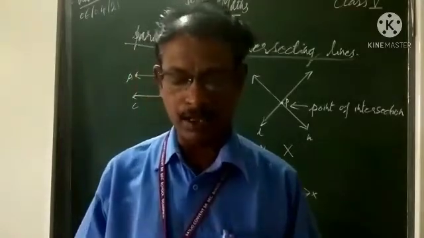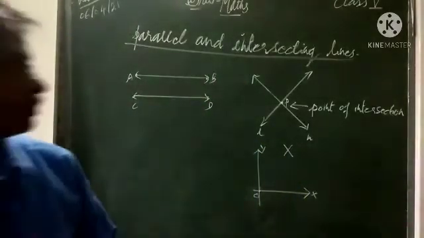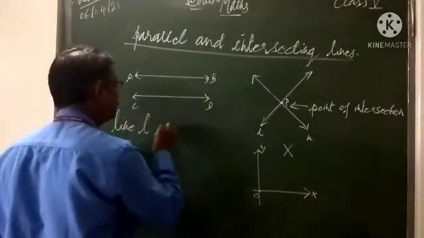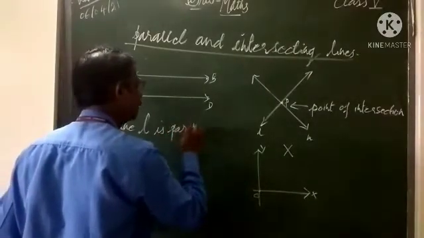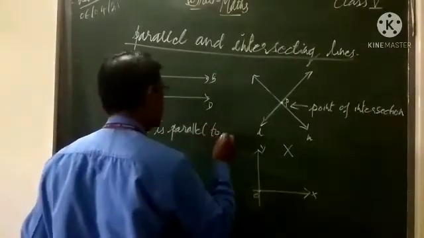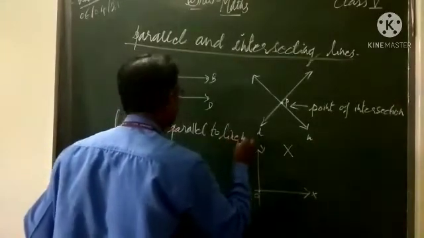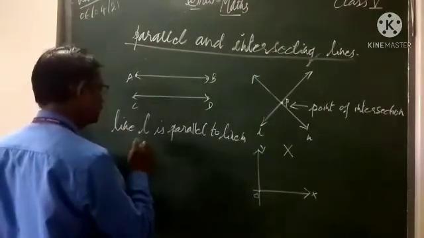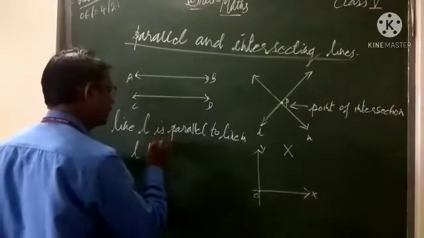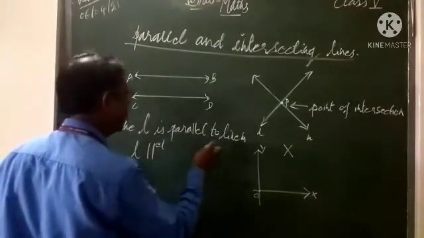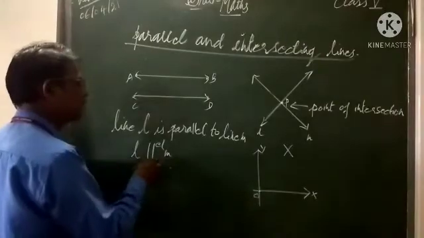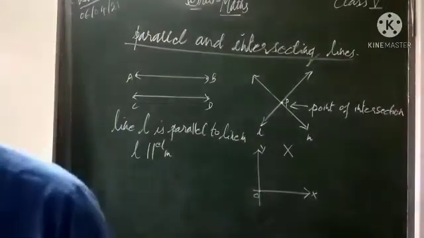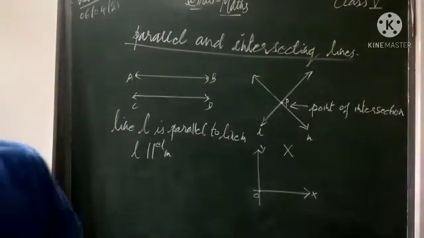Suppose line L is parallel to line M. If it is written in words, line L is parallel to line M. So how to write that one? This is line L, parallel. This is the symbol of parallel. You have to write line L, parallel symbol, line M. Means line L is parallel to line M. In this way also we can write. Understood? Now, again two types of line are there.